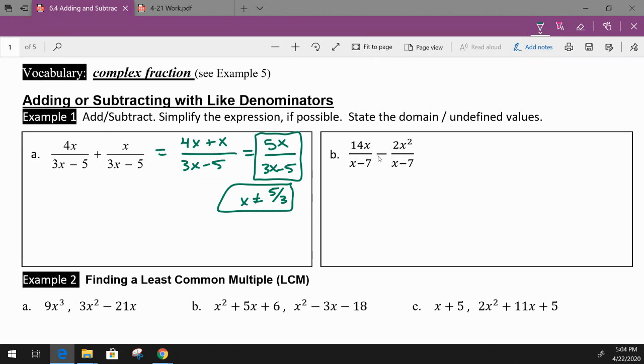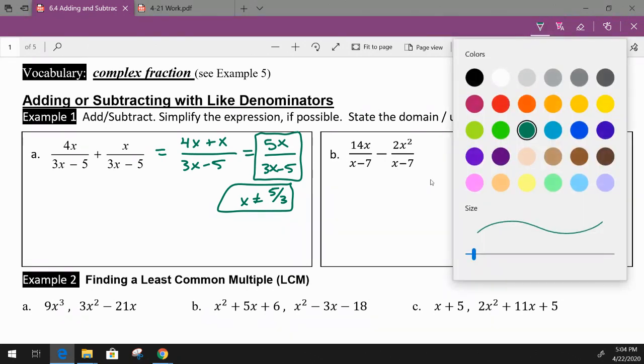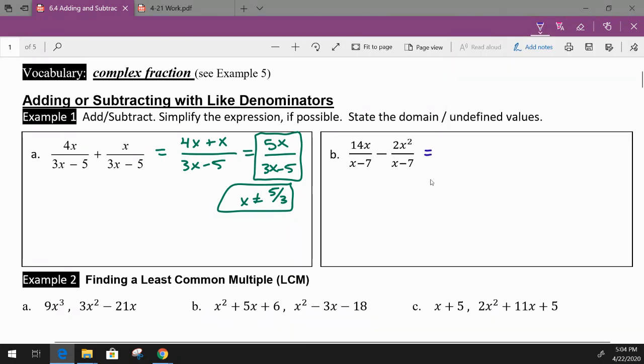Okay, so the next one here, we now have a minus sign. Again, we have a common denominator. So if I just simply subtract across and rewrite this as one fraction, 14x minus 2x squared, all over x minus 7.